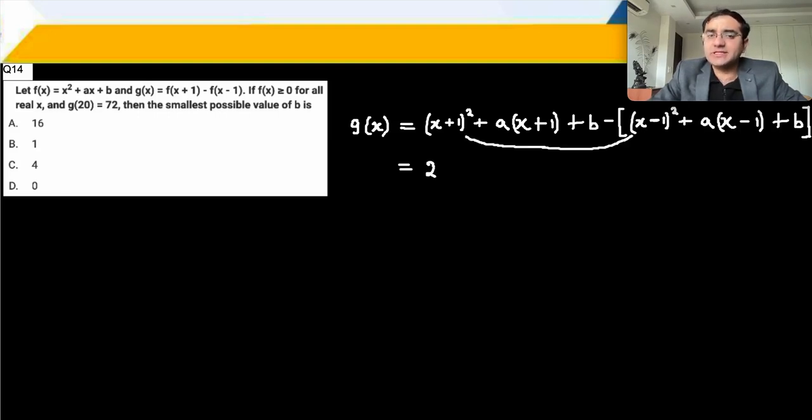This is a square minus b square, so x plus 1 plus x minus 1 becomes 2x, and x plus 1 minus x plus 1 becomes 2. And then you have the second part, ax plus a minus ax plus a, and that becomes 2a, and the b gets cancelled. Okay, so this is your g of x.